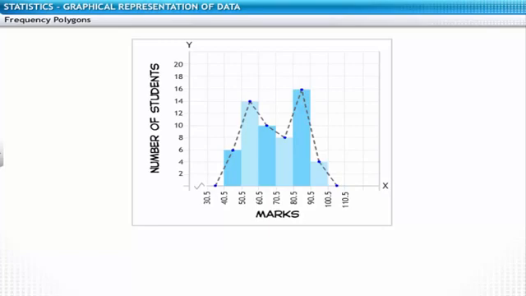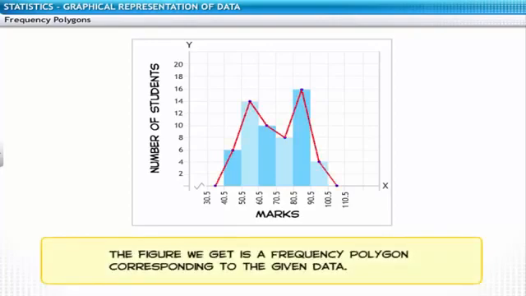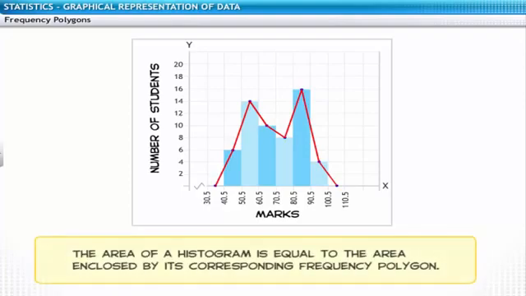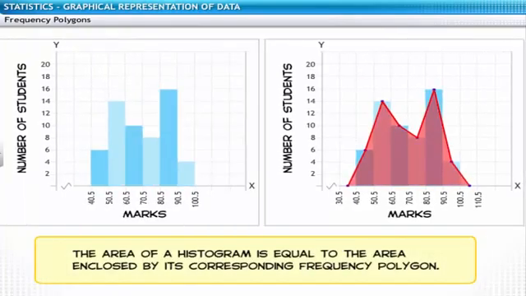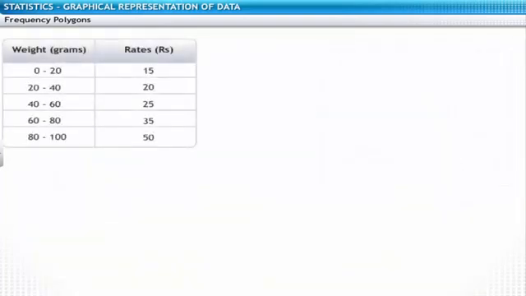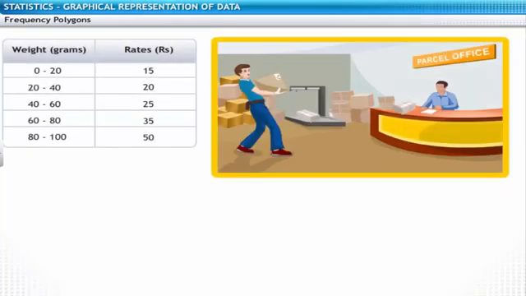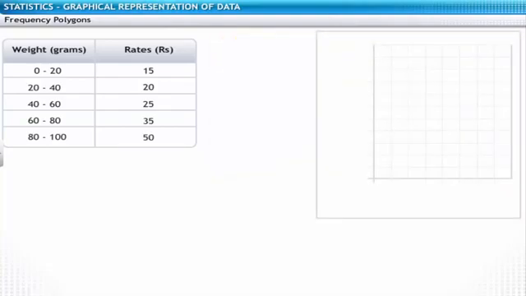What do you get? The figure we get is known as a frequency polygon, corresponding to the given data. The area of a histogram is equal to the area enclosed by its corresponding frequency polygon. Here is a table showing the charges of a courier company for packages with different weights. Let us try and draw a frequency polygon for this data. Let us try and draw the frequency polygon without drawing the corresponding histogram.